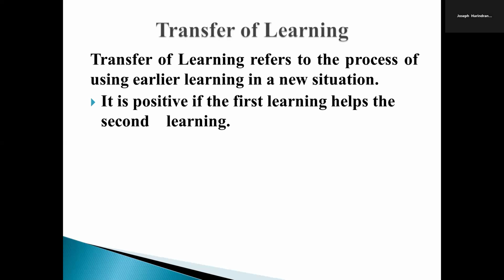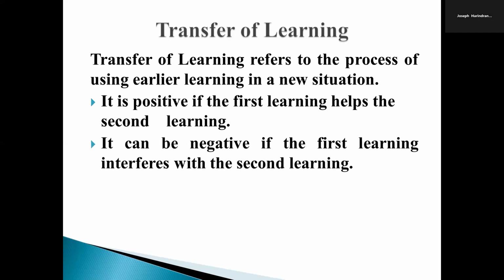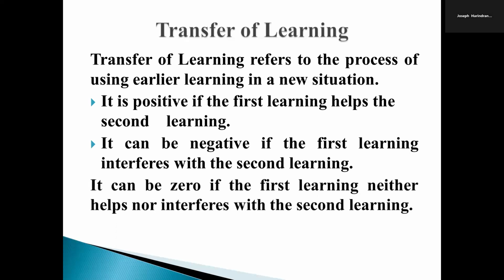It can be negative if the first learning interferes with the second learning. It will create confusion. We have learned something in a situation in the beginning, and the second learning may have some conflicts, interfering, and therefore it is a negative type of transfer. It gives a negative effect. Confusion will be created. It can be zero if the first learning neither helps nor interferes with the second learning.